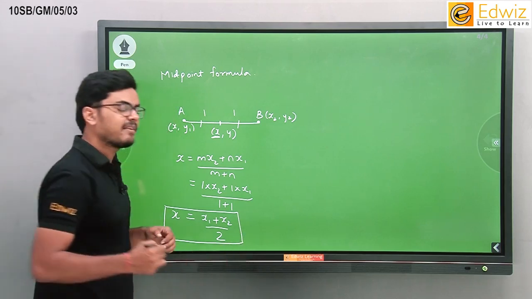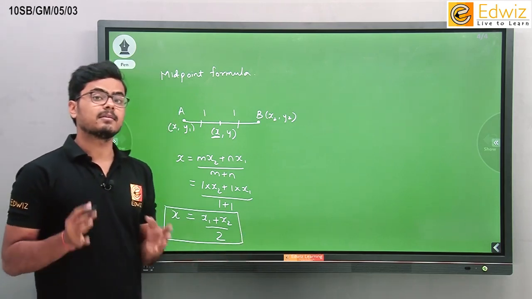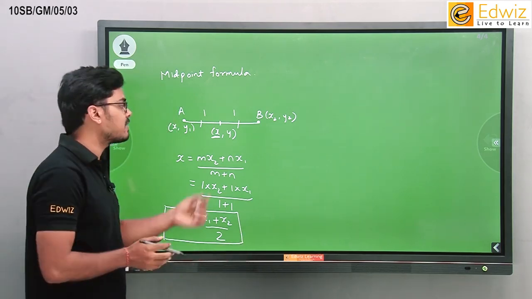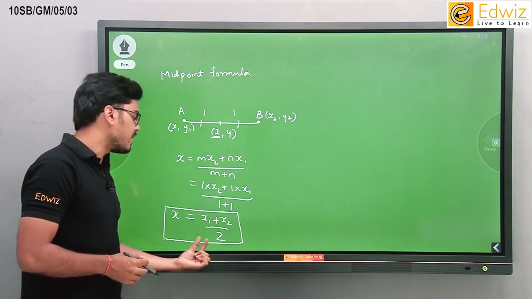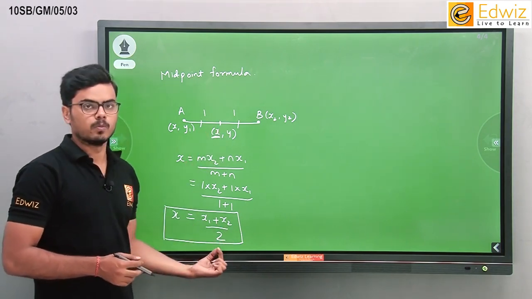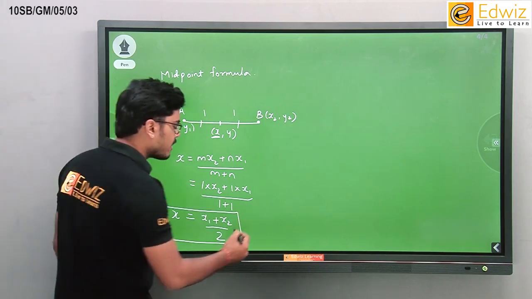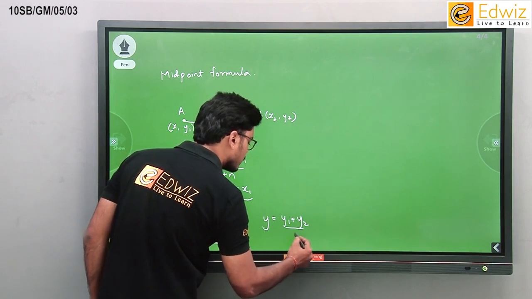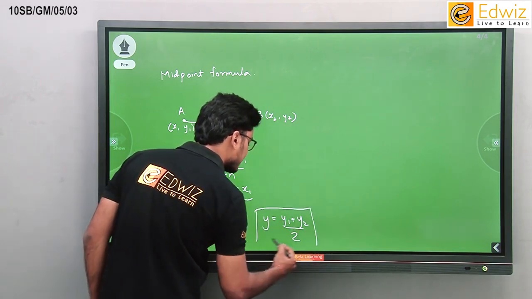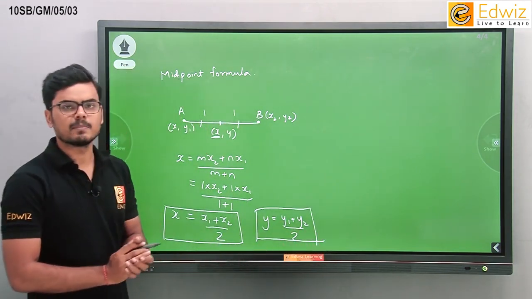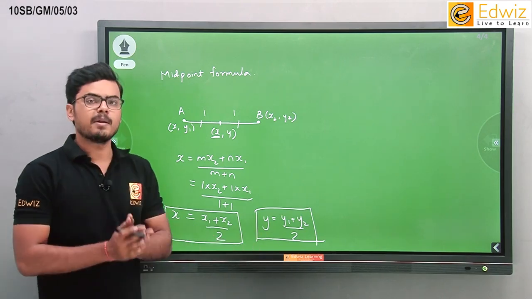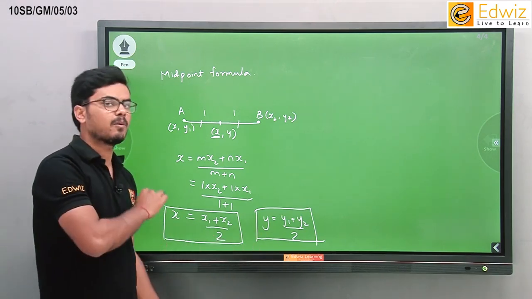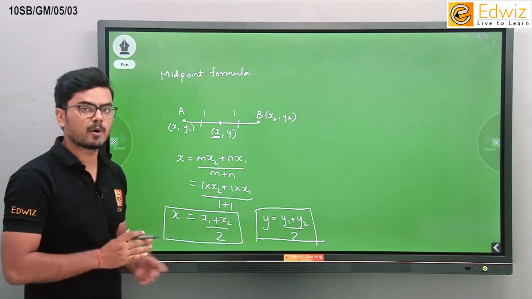So whenever it is given in the question that the point of section is nothing but the midpoint, the x coordinate will be x1 plus x2 upon 2. Similarly, the y coordinate will be y1 plus y2 upon 2. For y we are not doing anything different, we are doing the same thing. So this is the midpoint formula. So the midpoint formula is based on the section formula.